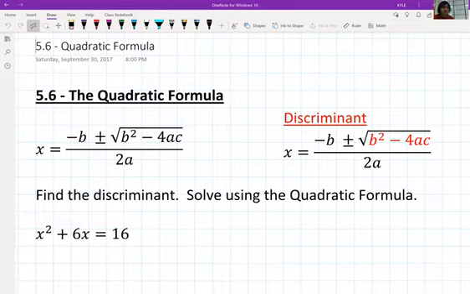But if you're trying to memorize and remember this formula, quadratic formula, you can think of it to the tune of x equals negative b plus or minus square root of b squared minus 4ac all over 2a.